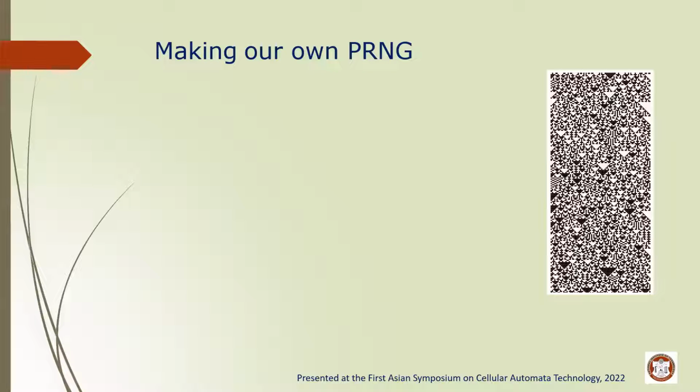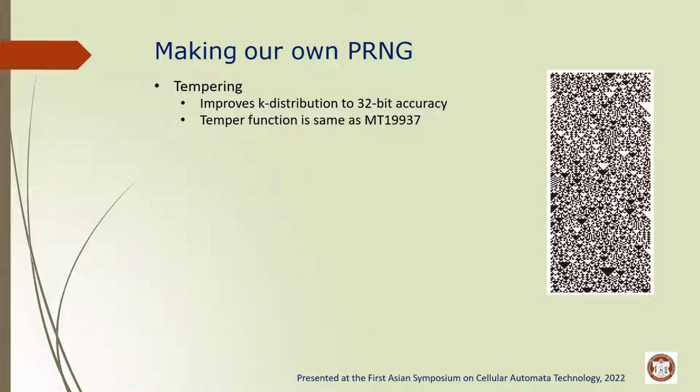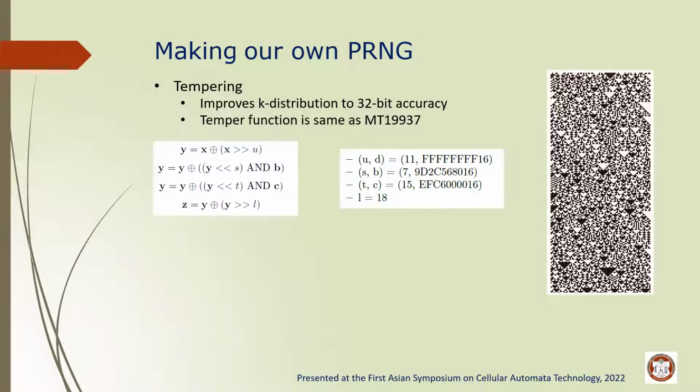We use the same technique that was used by the Mersenne Twister: tempering. That will improve the k-distribution to 32-bit accuracy. We took the same function as the Mersenne Twister, which I have written here again, but we have used some different parameters. These parameters we found by experimentation.